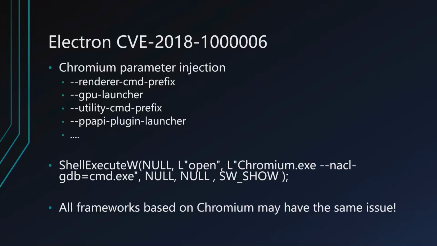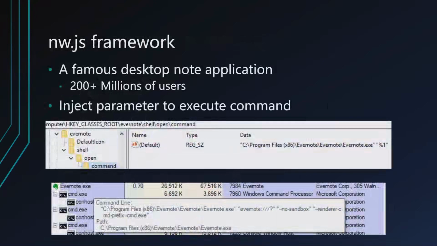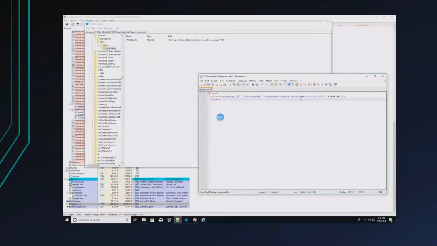And we found all frameworks based on Chromium may have the same issue. So for the nw.js framework, we found a famous note-taking application that uses nw.js, and it has 200 million users. So we can just inject Chromium parameters to execute any command, just like the Electron bug. So here comes the demo.